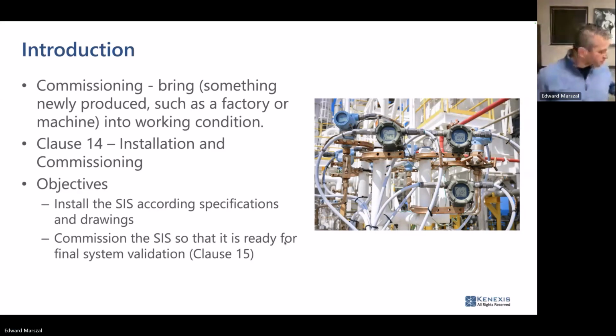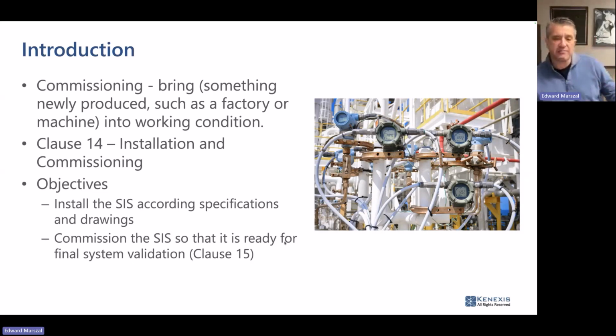All right, so if you look at the standard, now I'm not going to look directly at the standard itself. I'm going to kind of go off of my notes here on the slides. The objectives, 14.1, says the objectives of commissioning are to install the SIS according to specifications and drawings. So there are specifications, there are drawings that define what the instrument is supposed to do, how it's supposed to be installed. Some of that information is in the safety requirements specification package, but it's going to be bigger than that. You need a lot more information. I'll get into what that is in just a second.